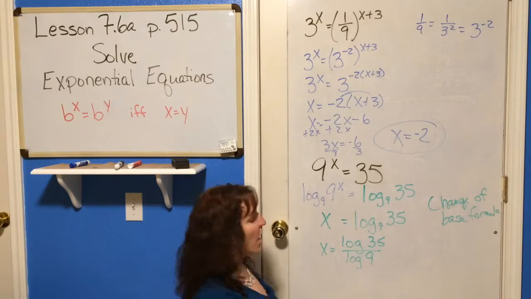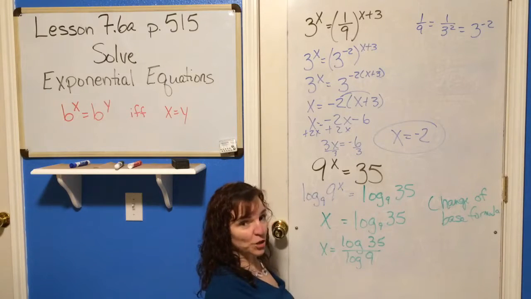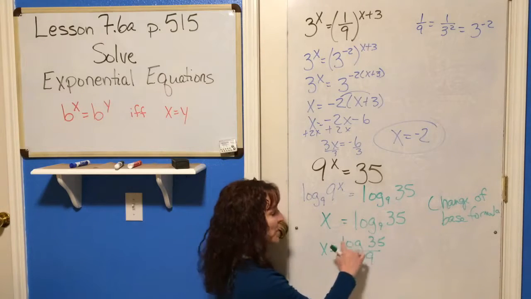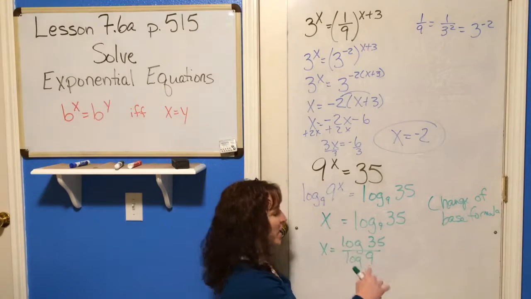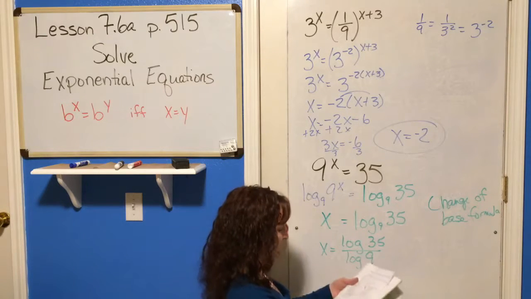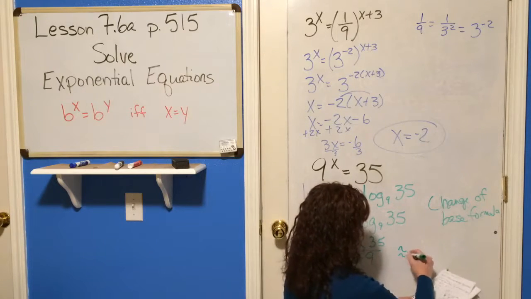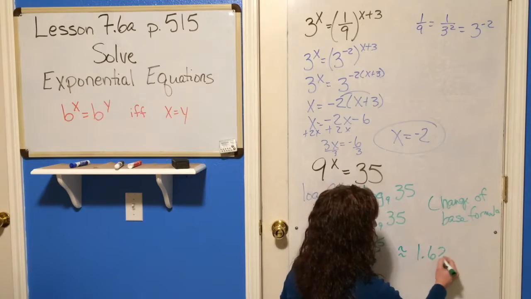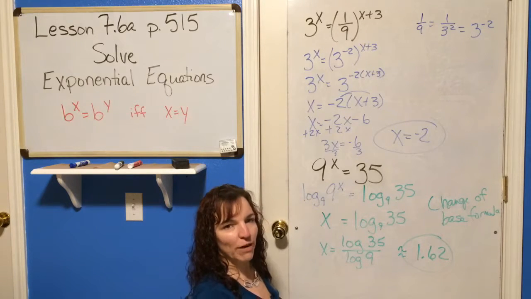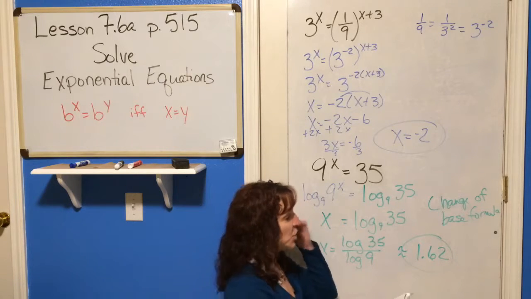So if you have a scientific calculator, you just say log 35 divided by log 9 and get your answer. If you don't have a scientific calculator, remember you put in the 35 and then press the log button, and then divided by, press the 9 key and press the log button. And that will give you, what will it give you? That is roughly equal to 1.62. So remember, you're going to have to round it. If you round it to 2 or 3 place values, that's sufficient.